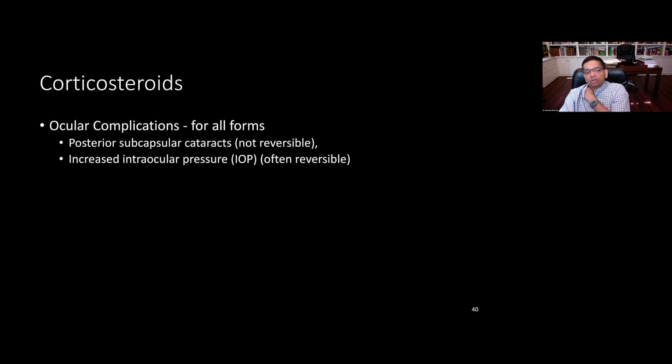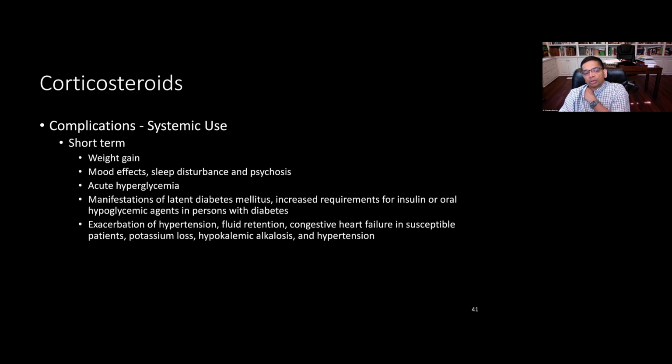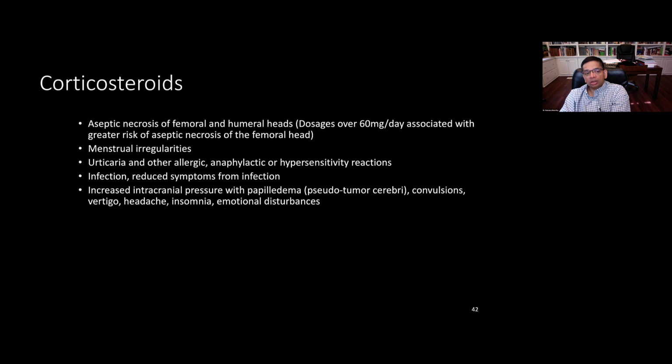There are complications from steroids of any form. Ocular complications include posterior subcapsular cataract and elevated intraocular pressures. With systemic use, there are many short-term complications, including weight gain, mood swings, acute hyperglycemia, manifestations of latent diabetes, where a person who has glucose intolerance becomes frankly diabetic, exacerbation of hypertension, fluid retention, worsening of congestive heart failure, potassium loss, hypokalemic alkalosis, and hypertension. All these things are risks.